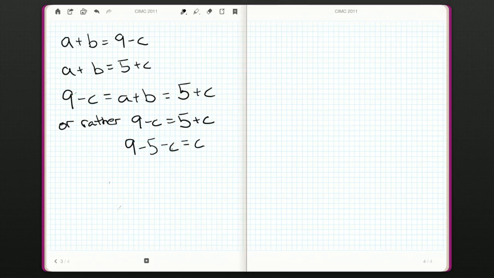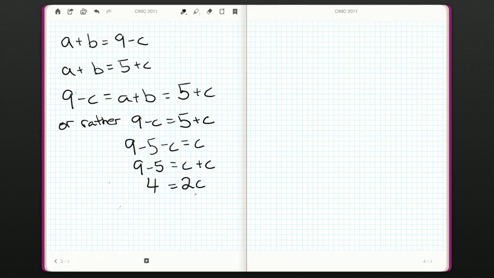Likewise, we have a minus c on this side. We want to get all our values of c onto the right-hand side, so we're going to have to add c on the right-hand side. And we can clean these up. 9 minus 5, we all know that's 4. C plus c, well, that's just 2c, 2 copies of c. So we just want the value of c. We are asked just for the value of c in this question.